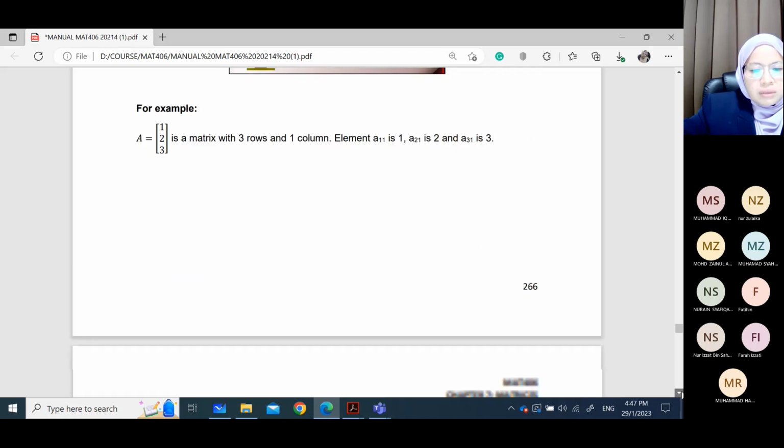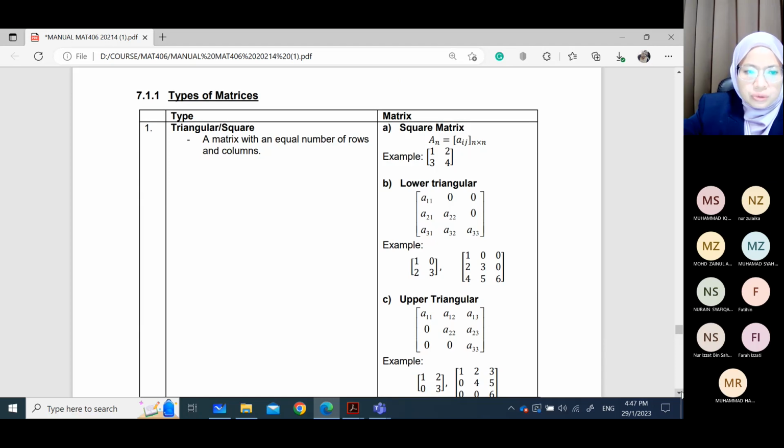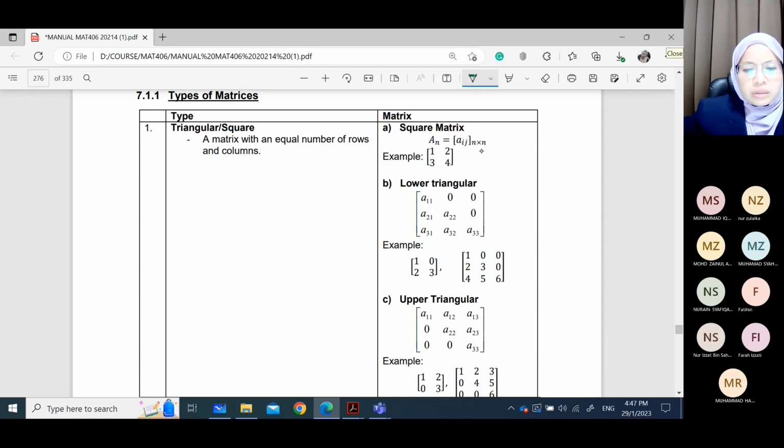Okay, so untuk matrix ni ada beberapa jenis lah. So kita tengok yang ni. We have a triangular or square matrix. So square matrix ni maknanya bilangan kolom dan juga row adalah sama. Okay, so let's say we have A and so A is a matrix, nama bagi matrix tersebut. And the small letter a kat sini inilah entry. So a_ij and the size of this matrix is n by n. Okay, so n by n maknanya bilangan kolom dan juga row adalah sama. Itu kita panggil sebagai square matrix.